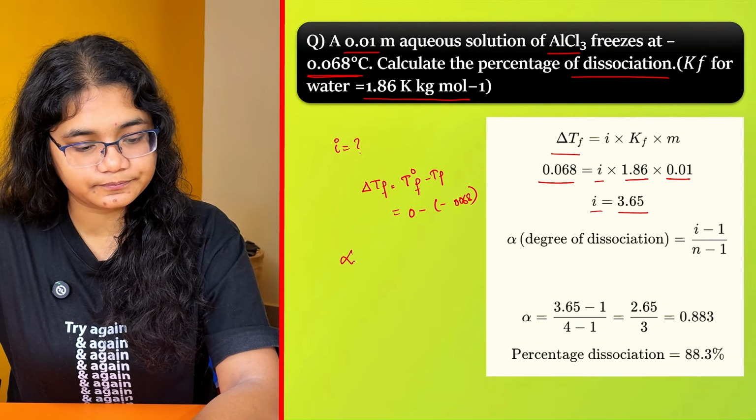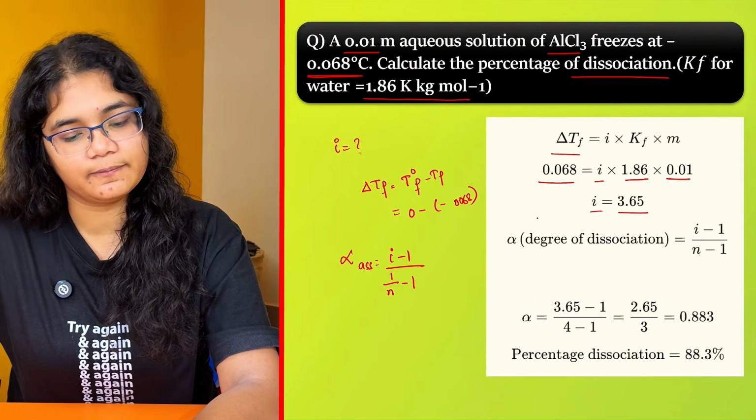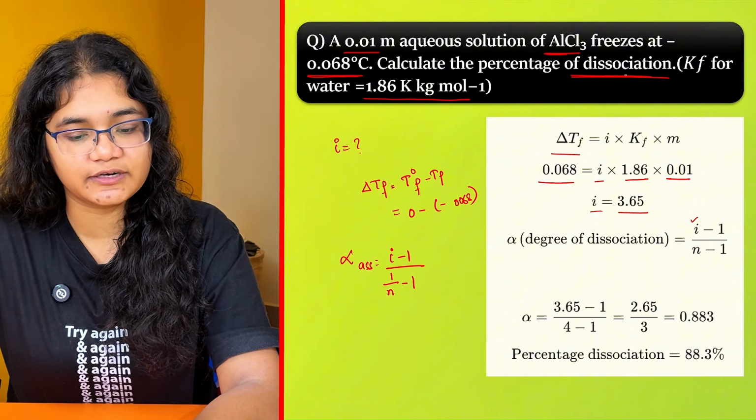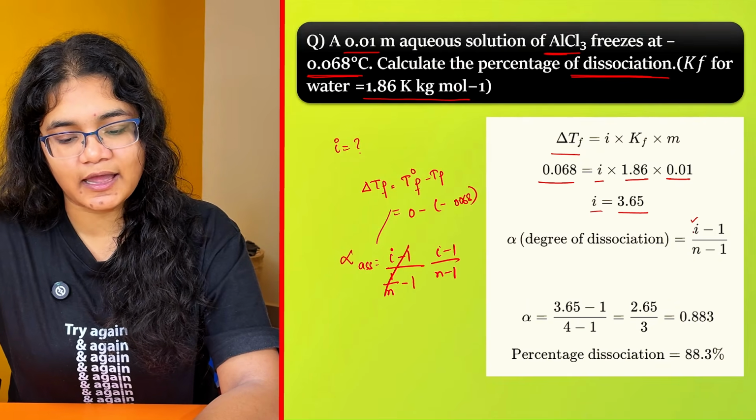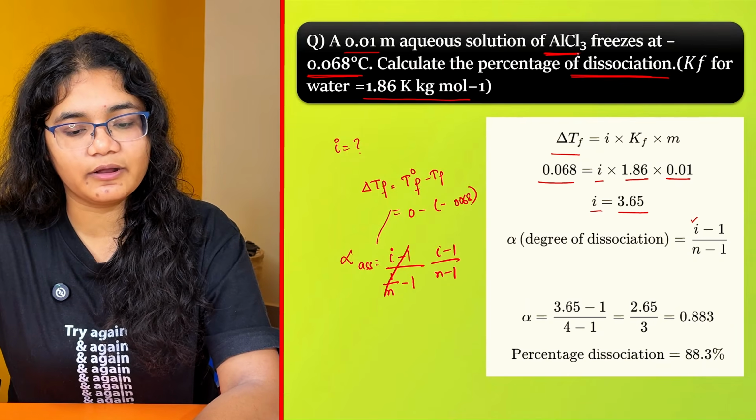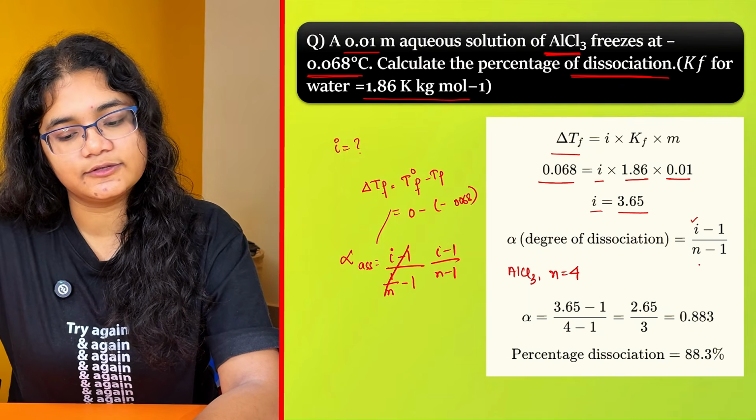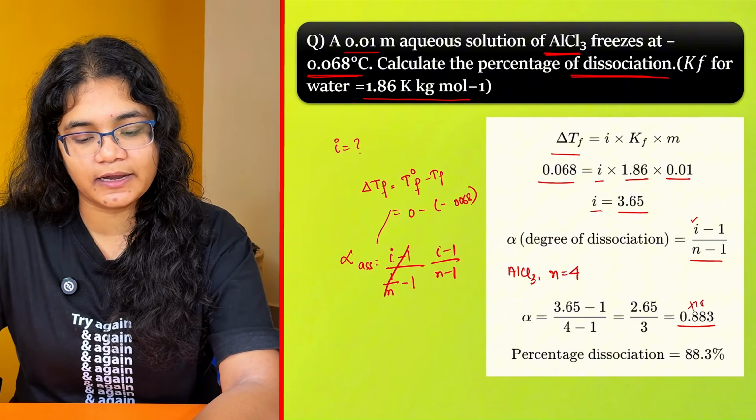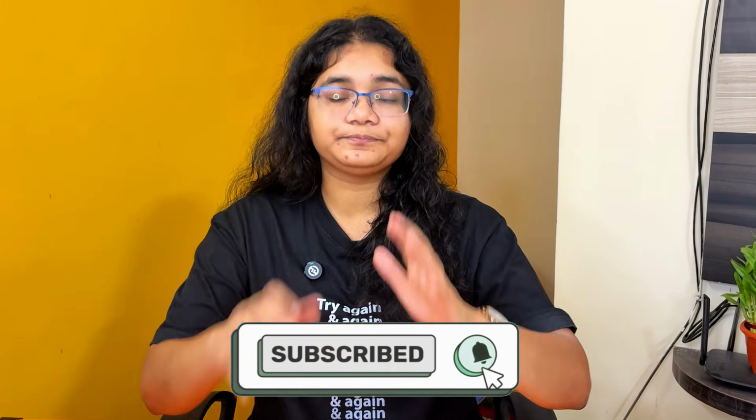Now alpha value is what? (i minus 1) by (n minus 1). AlCl3 here, this is for dissociation, right? So we get (i minus 1) by (n minus 1). I have i as 3.65 minus 1. n is the number of particles that is generated here. So for AlCl3, n value is equal to 4, so 4 minus 1. You can substitute it and you'll get 0.883. What is the percentage? Just multiply it by 100. You will get 88.3%.